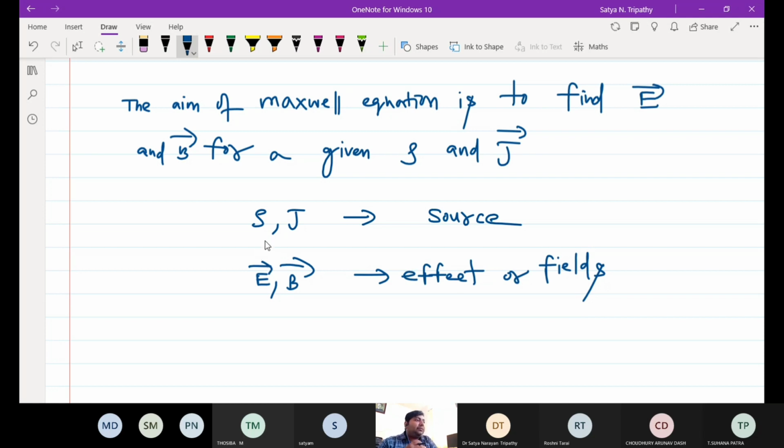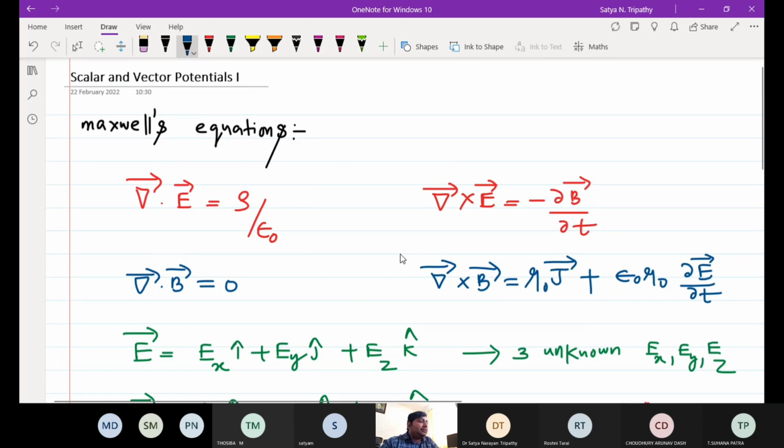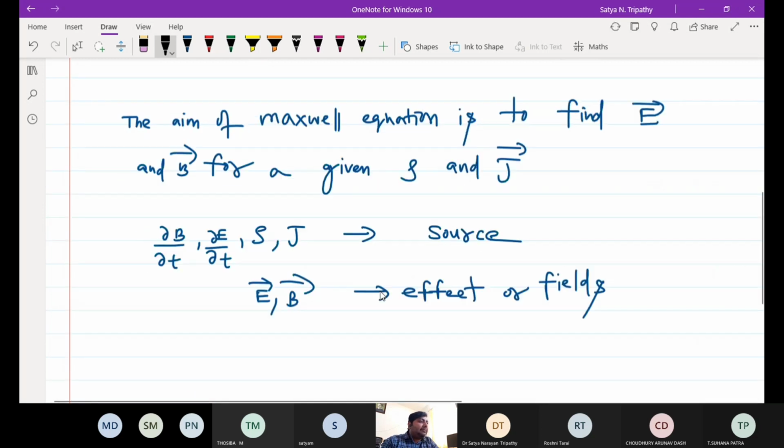This is very important. So the main aim of Maxwell's equations is, if you know rho and J, or if you know dB by dt, or dE by dt, so there are 4 types of source of electricity and magnetism. If you know this, you can calculate E and B, right? Now let's examine one of these equations. Let me put this is 1, this is 2, this is 3, this is 4. So let's examine equation 2.